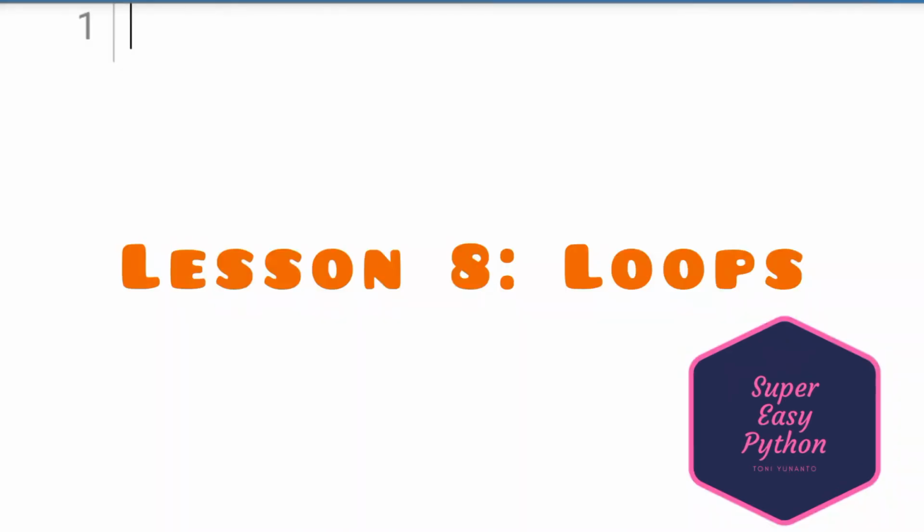Back again with me, Toni, within Super Easy Python. And then today's topic is about loops. So in Python, there are two types of loops. The first one is for, and the other is while. The first one, the for loop. For loops iterate over a given sequence.